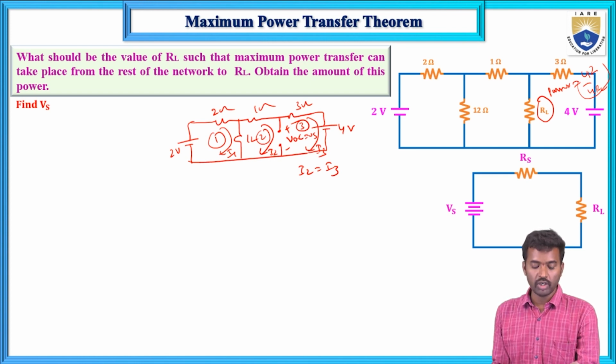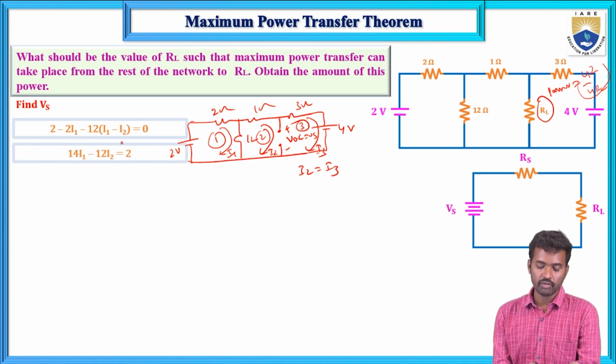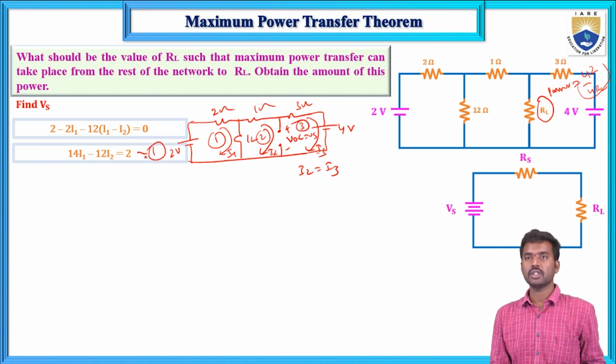Now if you apply KVL in mesh 1: 2 equals 2 into I1 plus 12 into (I1 minus I2). The simplified equation is 14 I1 minus 12 I2 equals 2, since 2 plus 12 is 14. This is equation number 1, with 2 on the right-hand side.